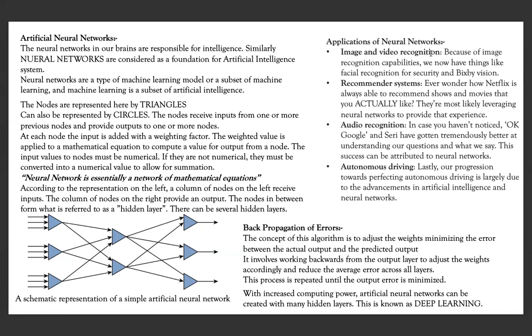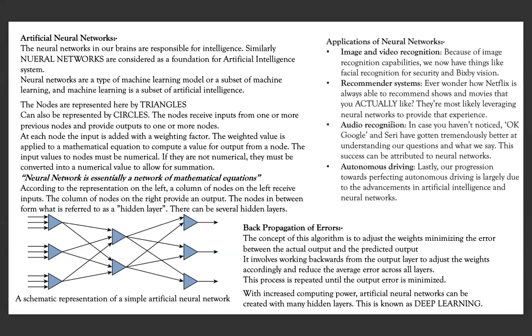Image and video recognition: because of image recognition capabilities, we now have things like facial recognition for security and Bixby Vision. So it's used here. We get images, and based on the neural networks, it tries to predict what that image means. Then we have recommender systems. Ever wonder how Netflix is always able to recommend shows and movies that you actually like? They are most likely leveraging neural networks to provide that experience. Based on things that you viewed before, it predicts what you will like next, and recommended videos are shown accordingly.